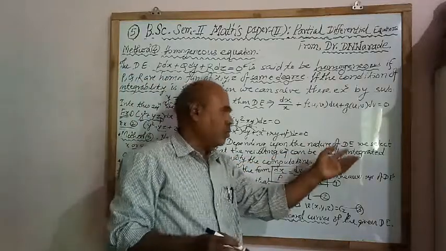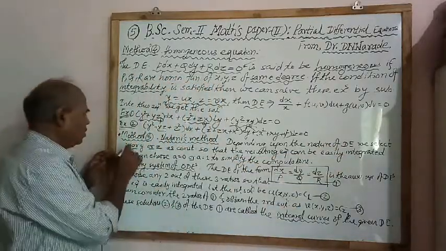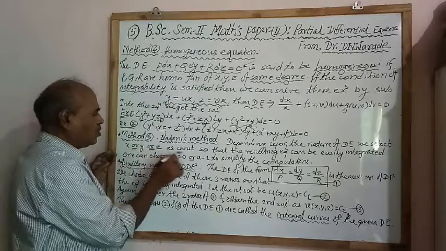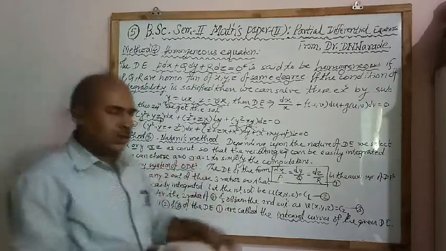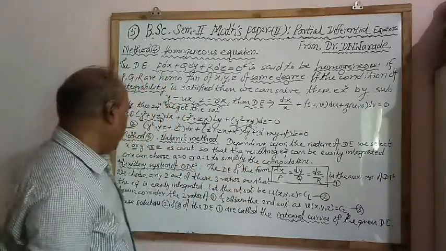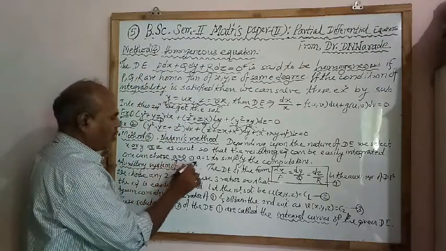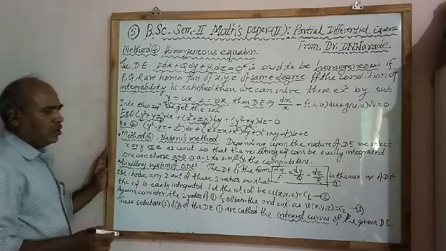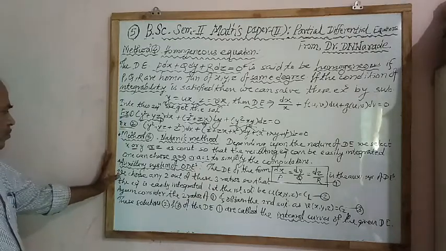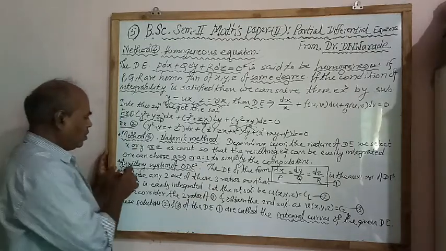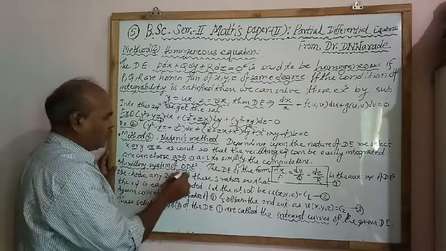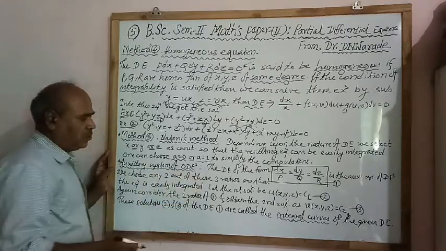The next method we see is method 5, the turning method. Depending upon the nature of the differential equation, we select x or y or z as a constant so that the resulting equation can be easily integrated. Also, we can choose a equal to 0 or a equal to 1 to simplify the computations.